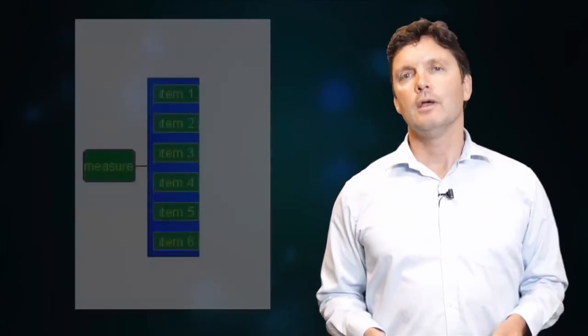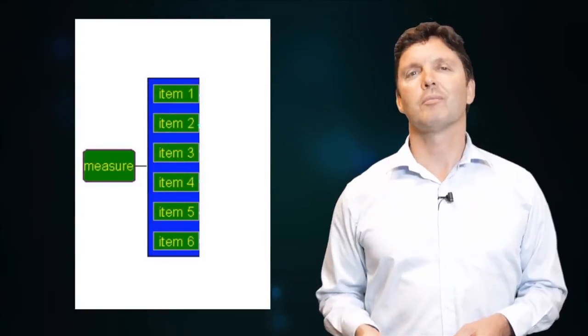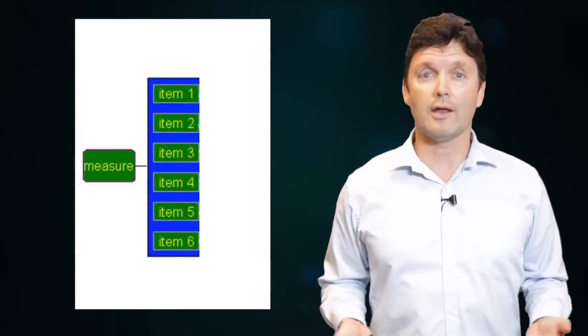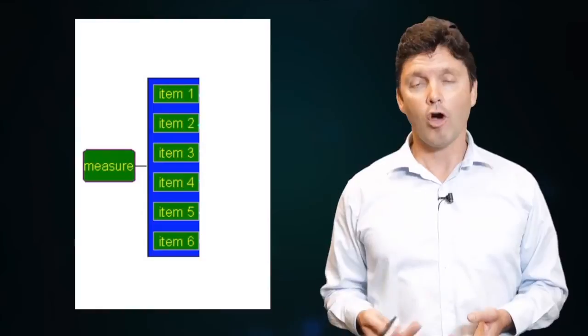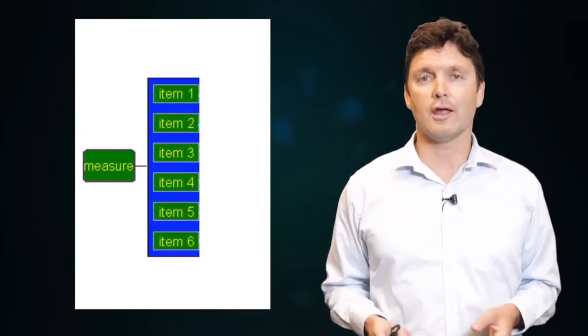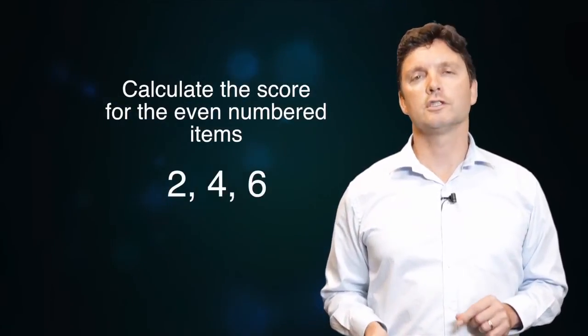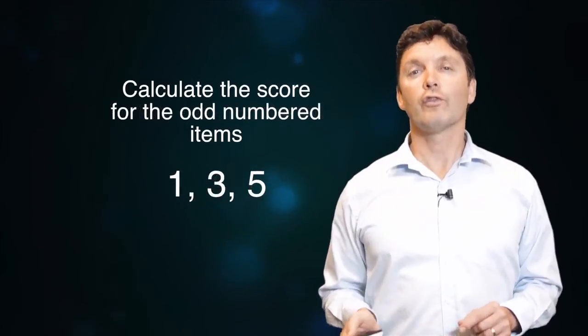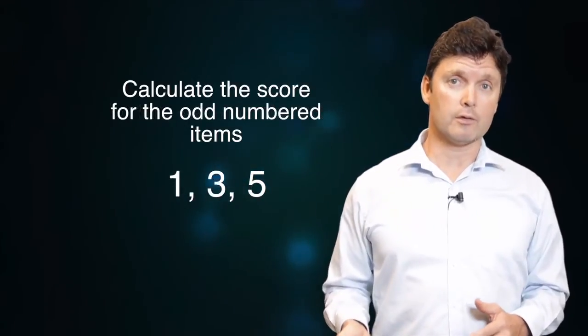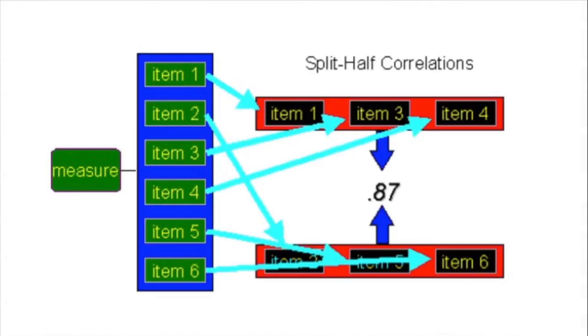For example, let's say we wanted to measure the split half reliability of an intelligence questionnaire that had only, say, 6 items. Highly unlikely, but let's say this is just an example. First, we would calculate the score for the even numbered items. That's 2, 4 and 6. And then calculate the score for the odd numbered items, which is 1, 3 and 5. The split half reliability estimate, as shown in the figure, is simply the correlation between these two total scores. In the example, it's 0.87.